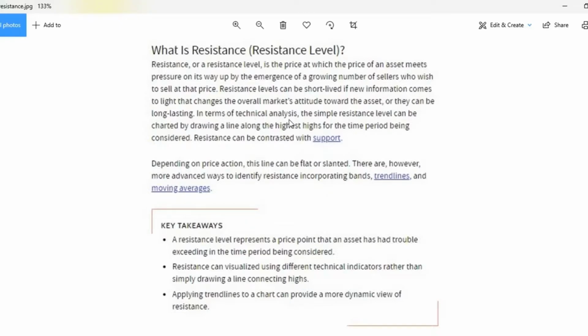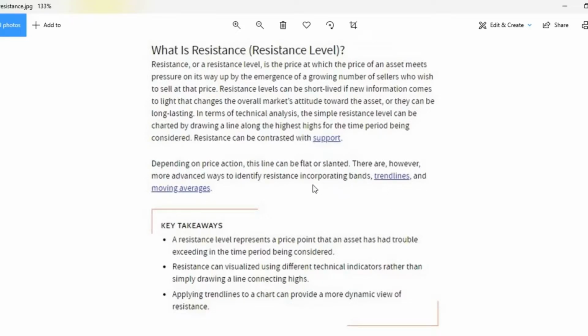In terms of technical analysis, the simple resistance level can be charted by drawing a line along the highest highs for the time period being considered. For support levels, we saw that the lowest lows are considered. In resistance, it's exactly opposite. We have to consider highest highs. Resistance can be contrasted with support. Depending on price action, this line can be flat or slanted. We'll see that later.